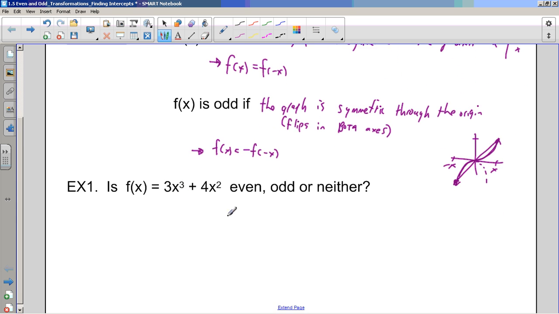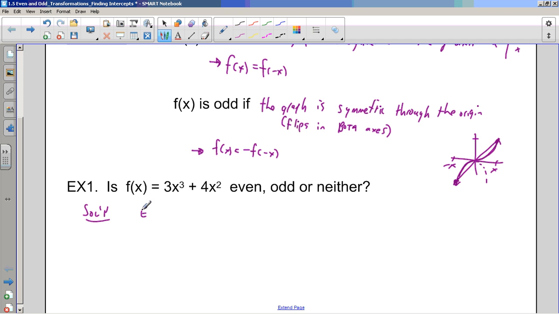So if I'm given a function, how do I determine whether it's even, odd, or neither? I'd be tempted to just bash that into a calculator and look for the symmetry, but that's not always a good plan, because it might look close to being symmetric but not be. We want to use the algebra. So here we go. Here's the solution.